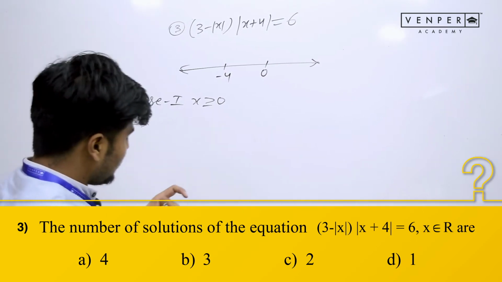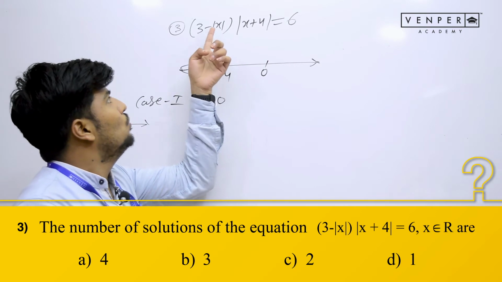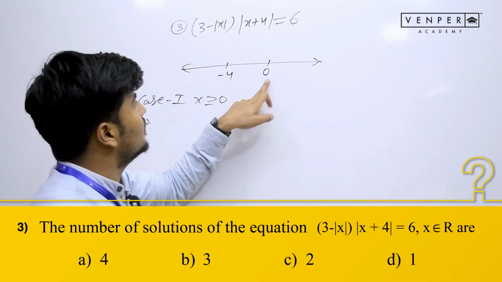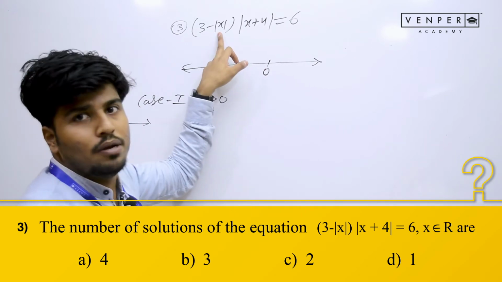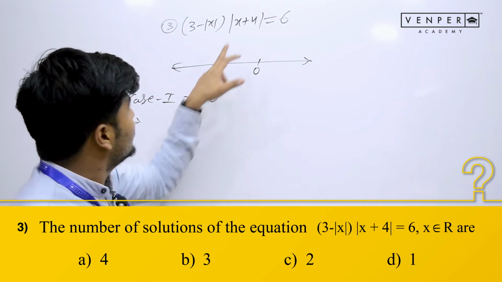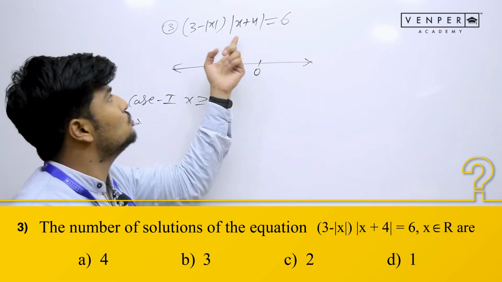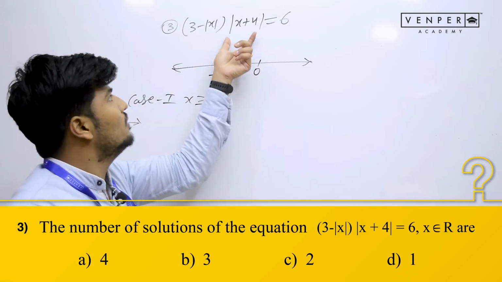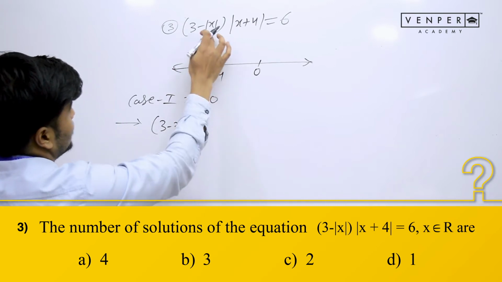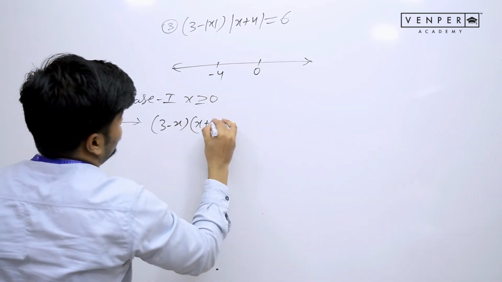Now see, if x is greater than or equal to 0, don't you think this modulus will be positive? This modulus will surely be positive. If x is greater than 0, then this modulus will also be positive, because any positive number, if you write 4 plus 1, 5, 4 plus 2, 6, 4 plus 3, 7, will always be positive. So I should write it like this, 3 minus x, this modulus of x will remain positive x, not a problem with that. And this x plus 4 will also be positive.